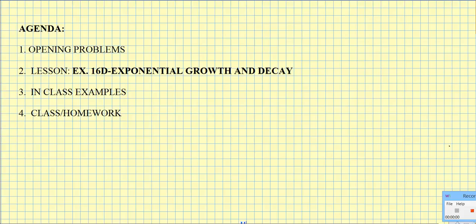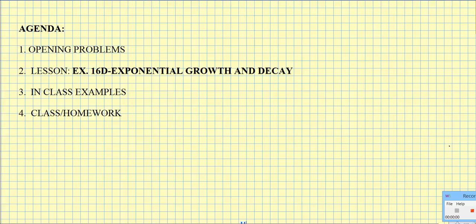Hi everyone, we're going to be looking at exponential growth and decay today, and we'll be looking at section 16D in your textbook, the MYP5+. We'll look at some examples and we'll get our work done.